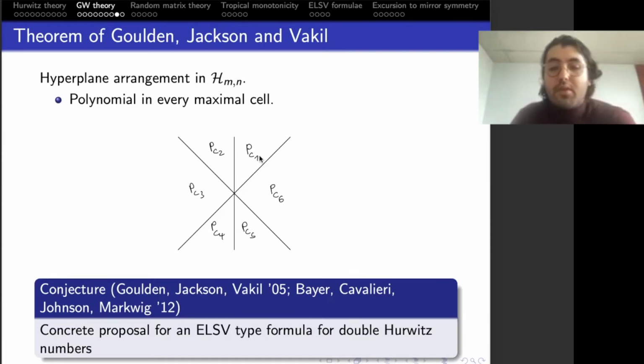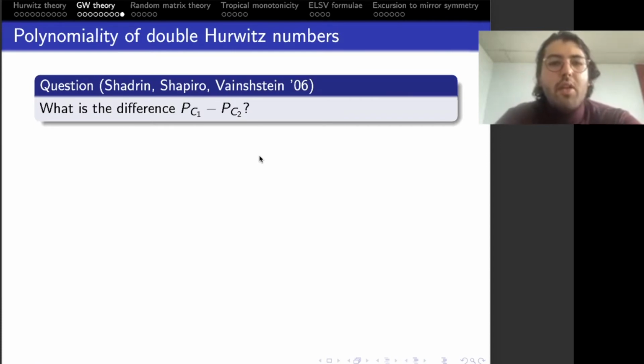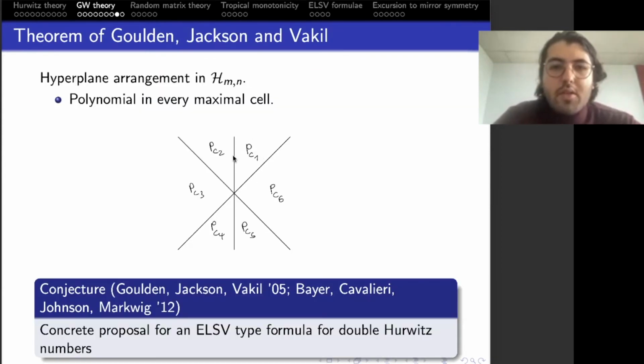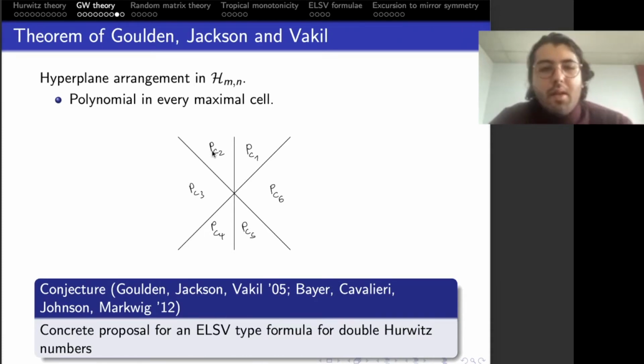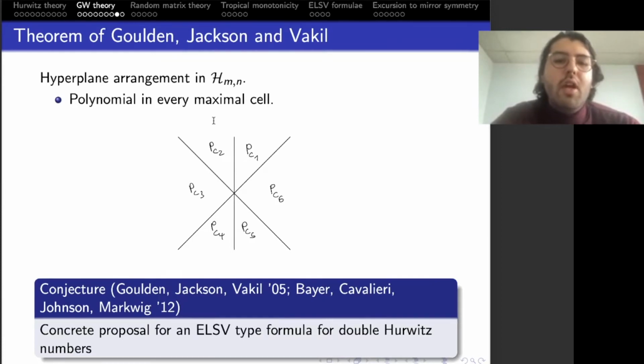In order to do this, the first idea is, of course, to understand this polynomial structure better. So we know now that there exists a polynomial structure, but we first have to understand it better to actually prove this conjecture. And first steps in this direction were made by Shadrin, Shapiro, and Vainshtein in 2006, where they asked the question, what is actually the difference between the polynomials in different cells? So if I look at these pictures, I have a polynomial here and I have a polynomial there. What is the difference between them? Could they be equal, or is there some interesting structure which relates this polynomial here to this polynomial there?